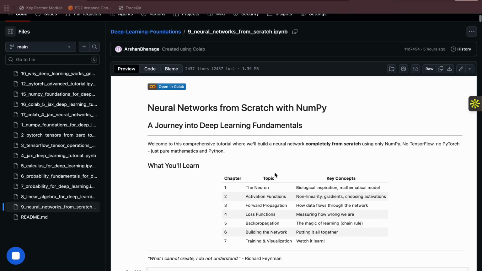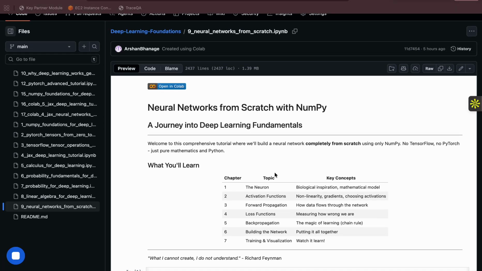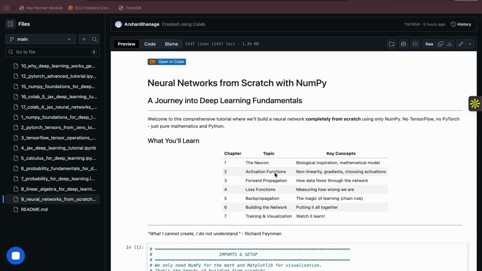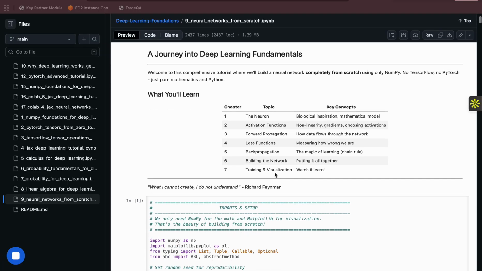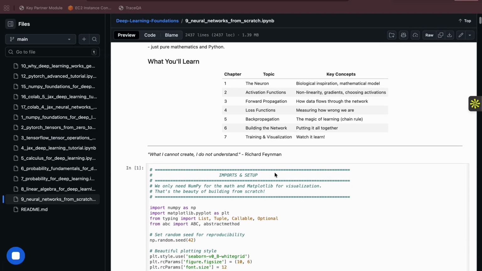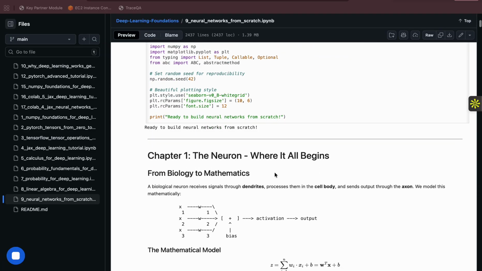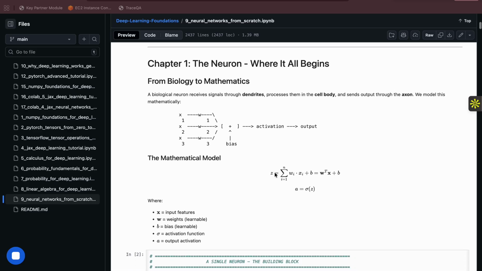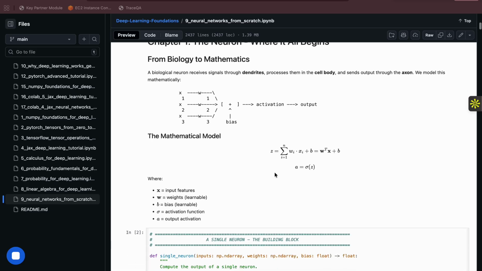This Colab builds a complete neural network from scratch in pure NumPy: layers, activations, loss functions, optimizers, and training on a real dataset. First, we include all the libraries that are required.